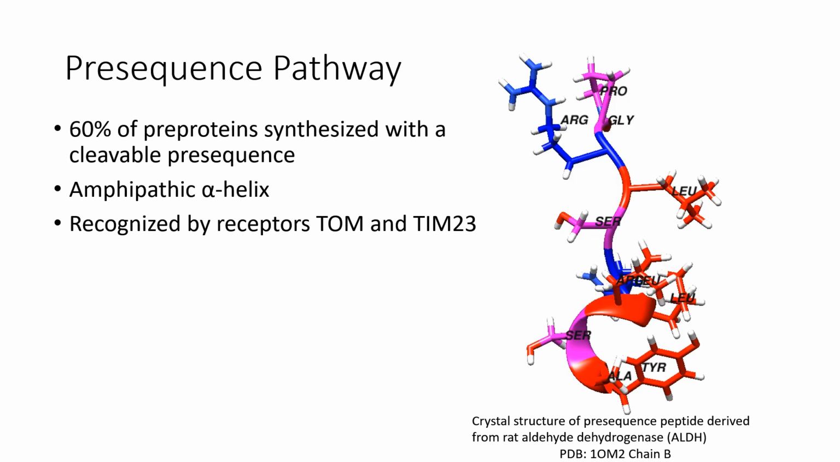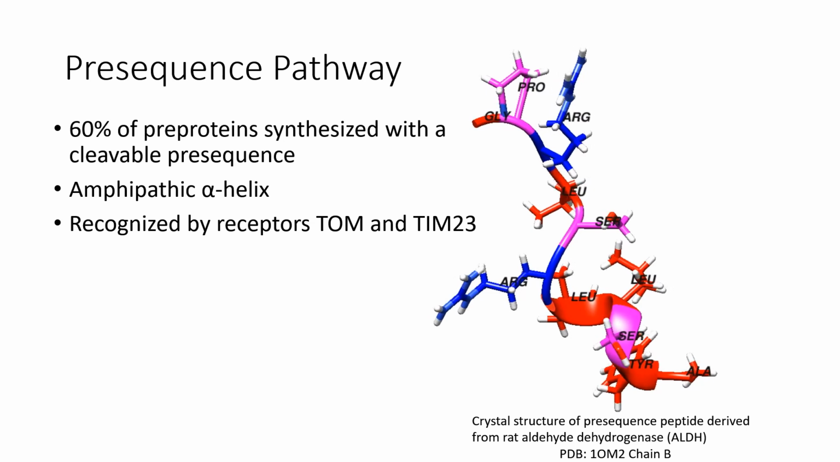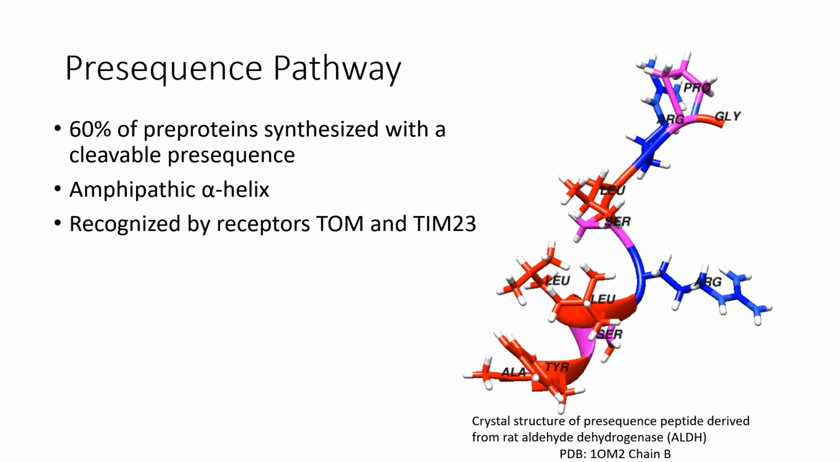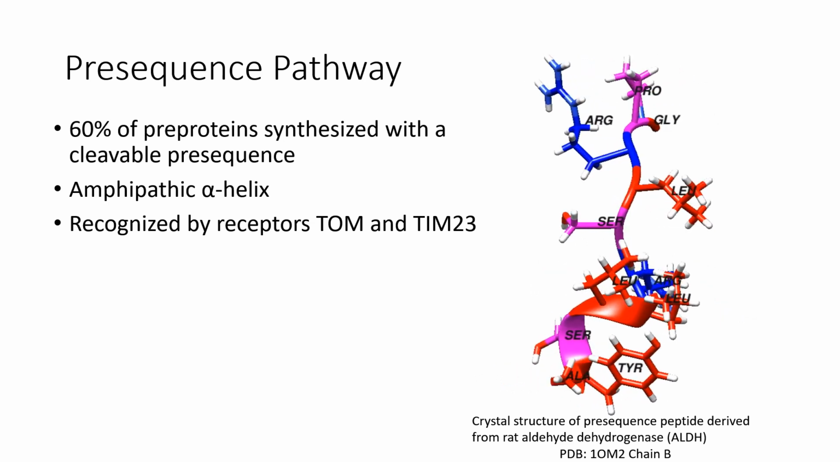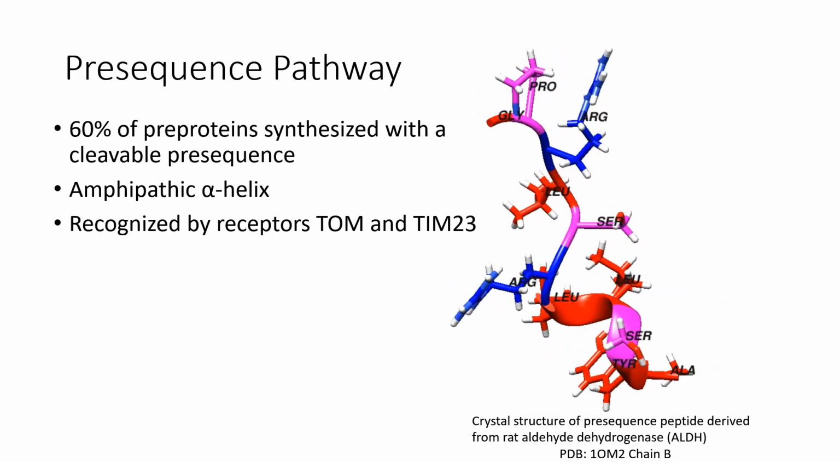They have a tendency to form amphipathic alpha helical structures. This results from their hydrophobic face and a positively charged residue face interacting with the receiving TOM complex. As shown here in this presequence peptide, one side is rich in hydrophobic residues such as leucine and alanine, depicted in red, and the opposite side consists of positively charged residues such as arginine, depicted in blue.